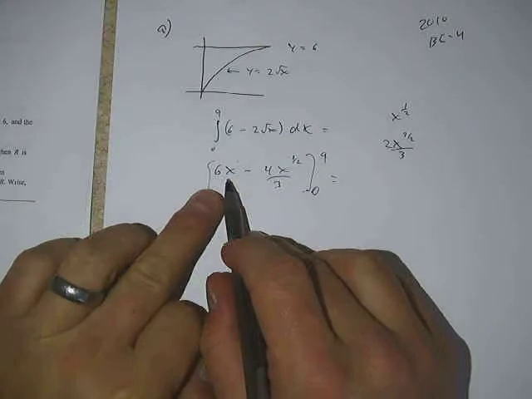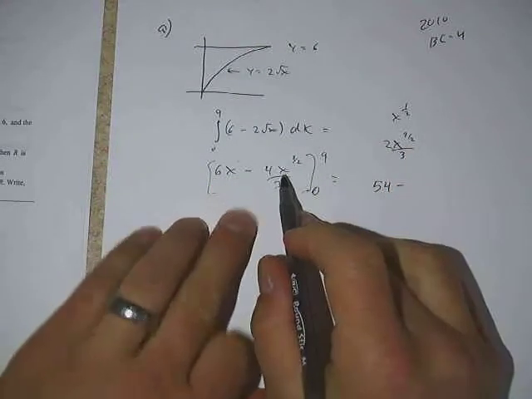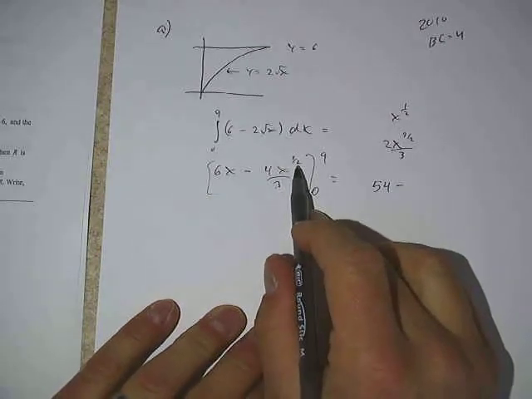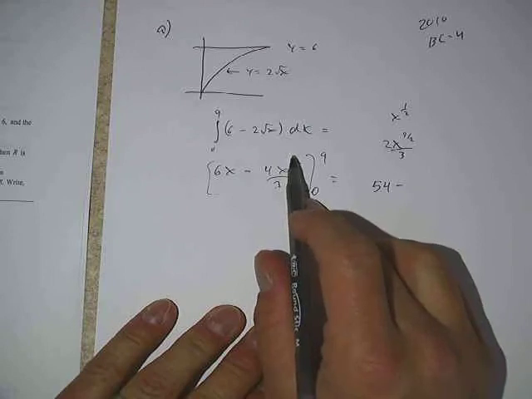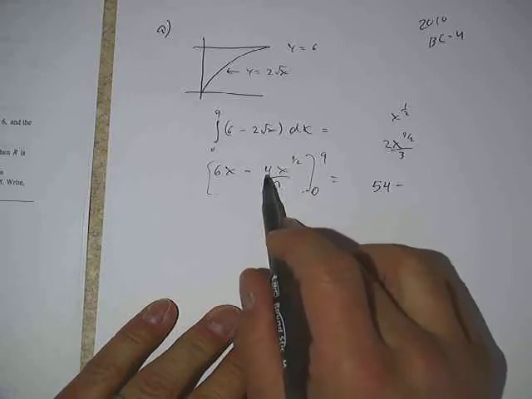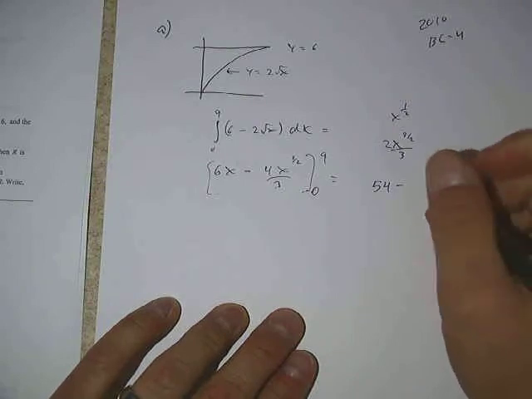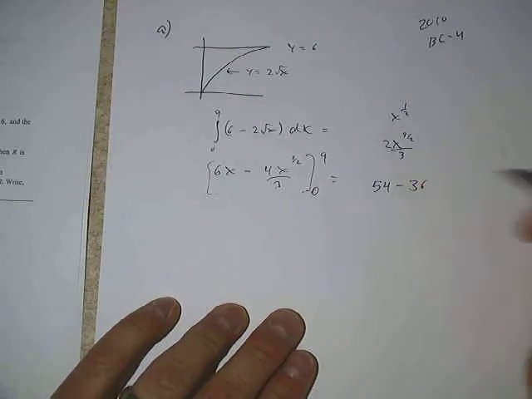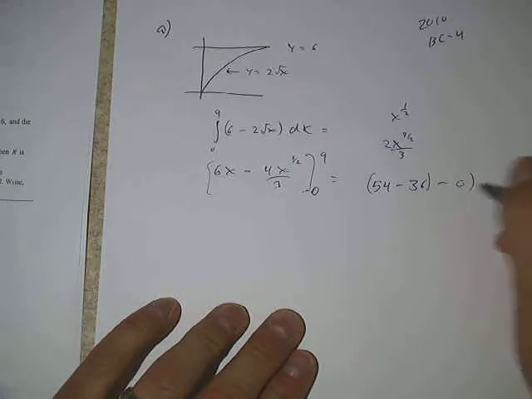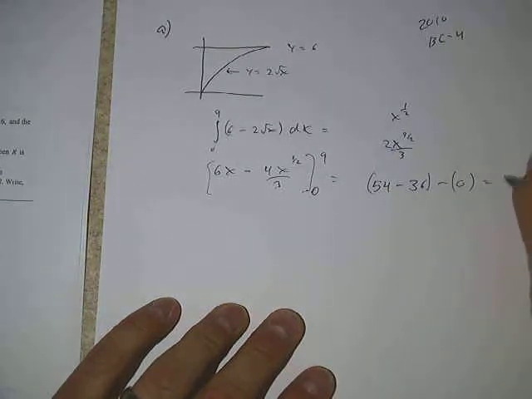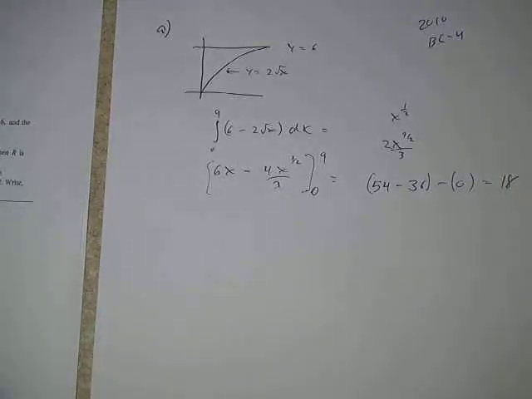And if we evaluate that from 0 to 9, putting 9 in, 6 times 9 would be 54, and then 9 to the 3/2. If we do the square root part first, it would be 3. Raise that to the 3rd power, would be 27. So 27 times 4 would be 108 over 3. 108 over 3 is 36. So we get 54 minus 36 for that part. And putting a 0 in gives us 0. So ultimately we get 18 as our area.